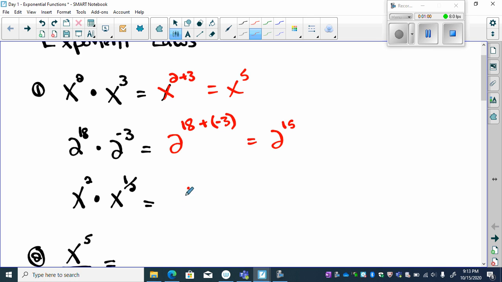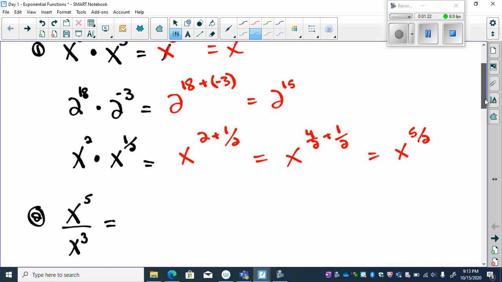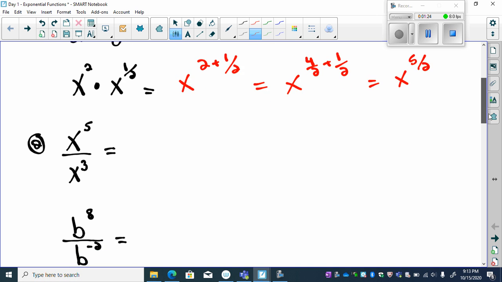All right, this is going to be x to the 2 plus 1/2, adding fractions. So 2 over 1 becomes 4 over 2 plus 1 over 2. I'm getting a common denominator. So 4 over 2 plus 1 over 2 gives me x to the 5 over 2. So that's examples of how to multiply powers with the same base.